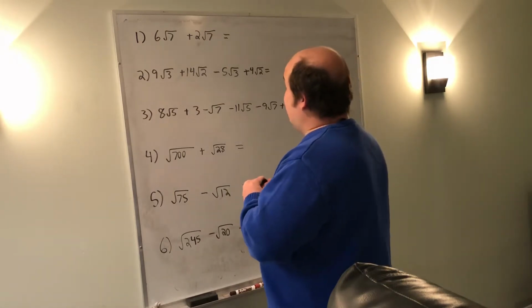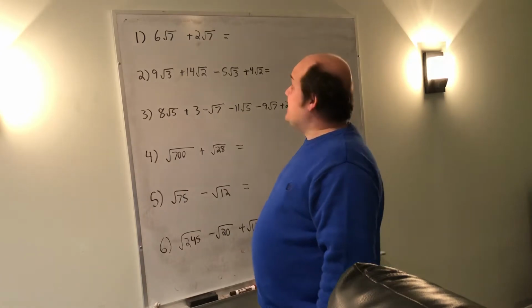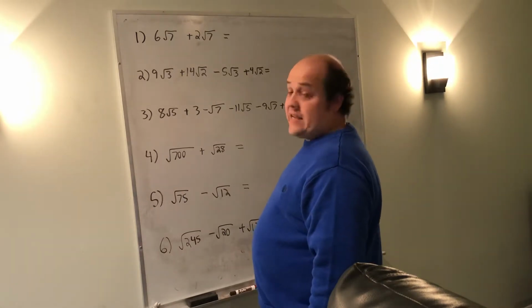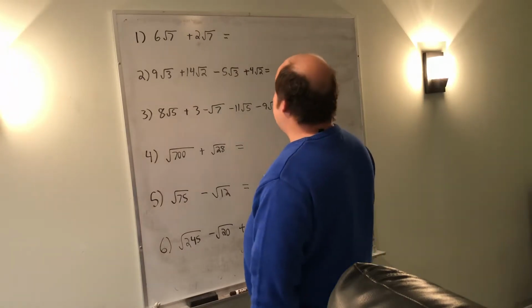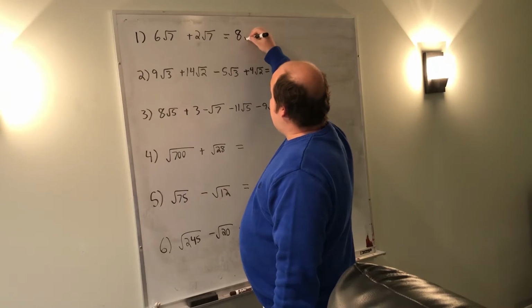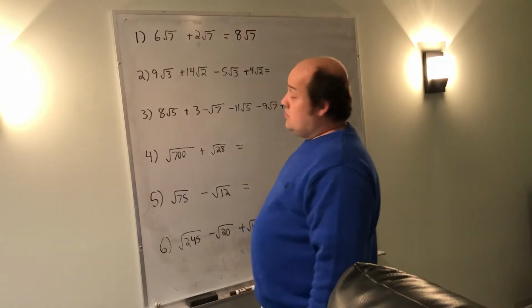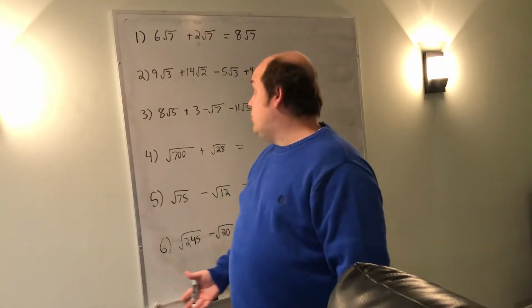In number 1, it says 6 root 7 plus 2 root 7. I need to see that as something like 6x plus 2x. 6x plus 2x would give me 8x. So in this case, 6 root 7 plus 2 root 7 gives me 8 root 7. So again, we're basically just treating the root as if it were a variable.